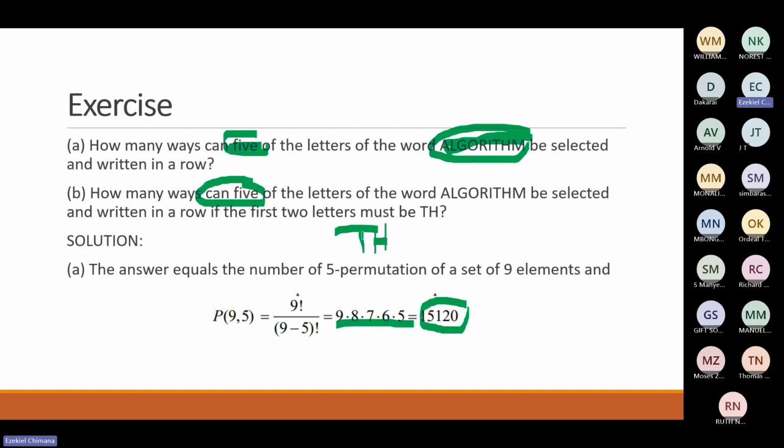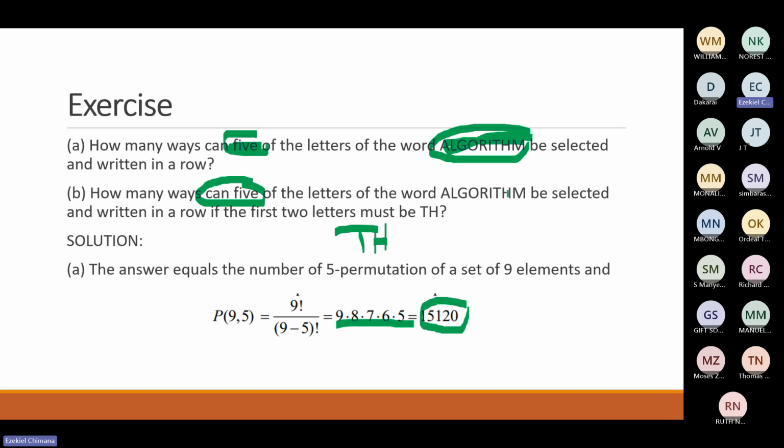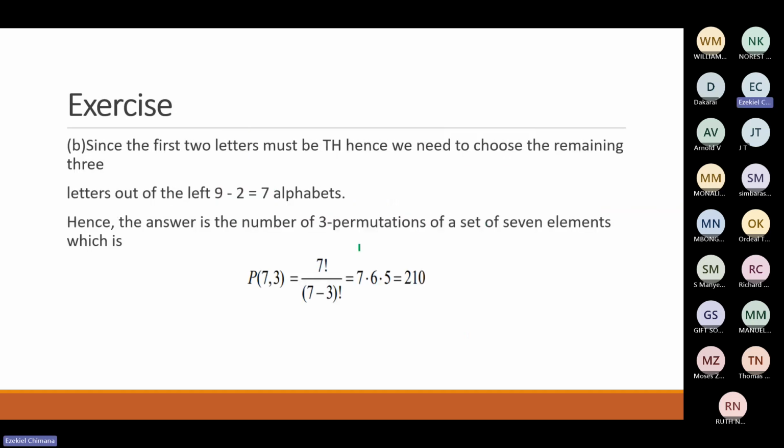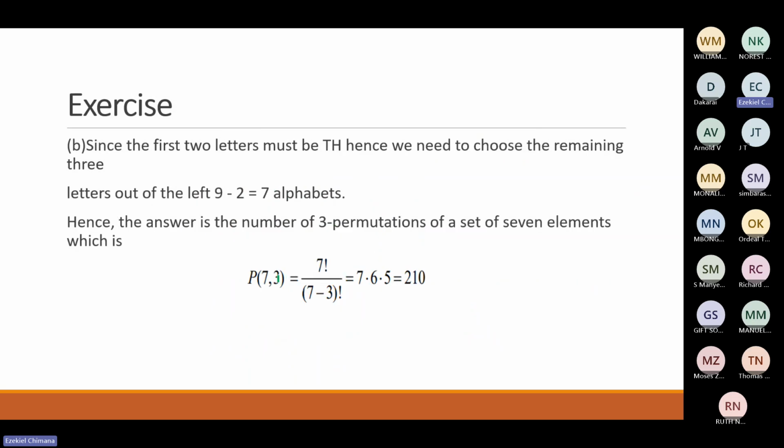If you look at that, we already have the 2, which is the TH. So you are left with only 7 for our n. Our n is now 7 because we've already taken the 2 out and you already know where they are going to be placed. So we are left with the 7. And what is our r? We are taking 3 at a time, because we want to make them 5, but we already have these 2. That's why we have our r as 3.